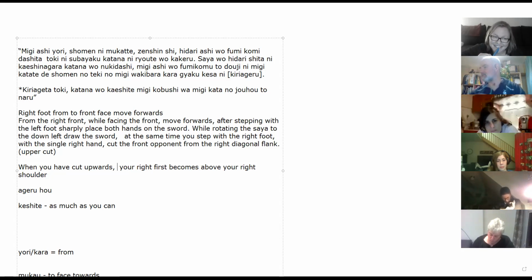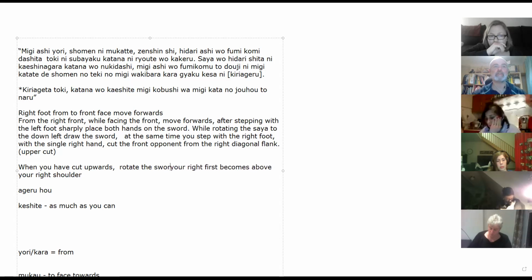Let me just grab the book a second. Hang on. I think there should be kaishita. It's kaishite. Is it kaishite? In the book. Kaishita. Oh yeah, sorry. It's kaishite. So when you return the sword, make sure. So katana o kaishite. This means rotate the sword in this case. So your right fist becomes above your right shoulder.